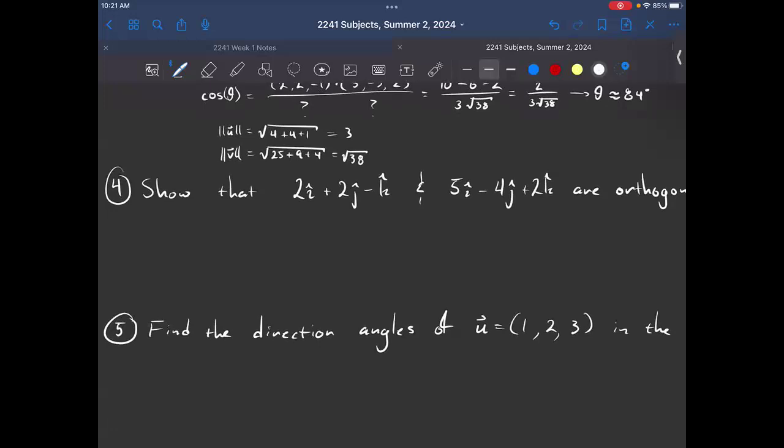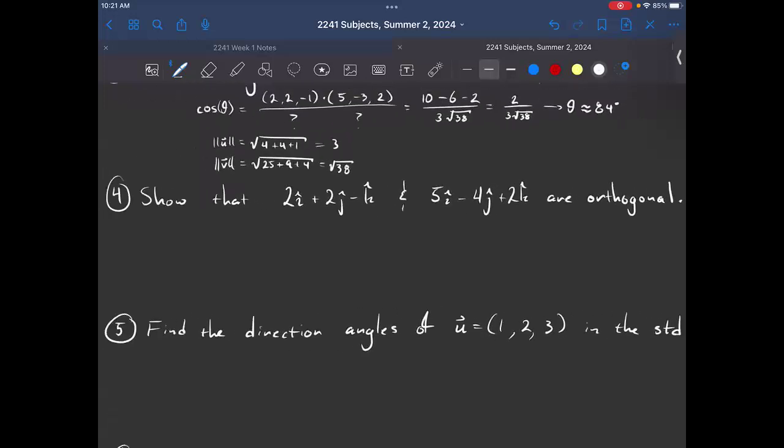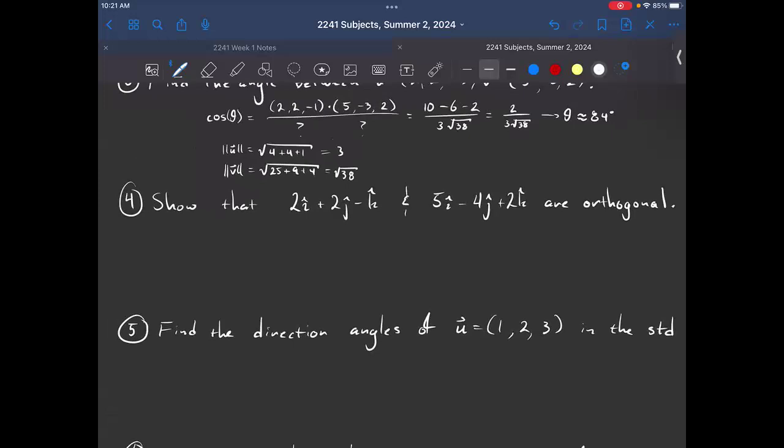So next up, we are going to do number 4. It says, show that these two vectors are orthogonal, so perpendicular. If we remember our test, we know that u is orthogonal to v if and only if u dot v equals 0. So all we have to do here is multiply these two vectors using the dot product. I'm going to use our polynomial version again, just because I think it's fun and it makes this a little easier for me.